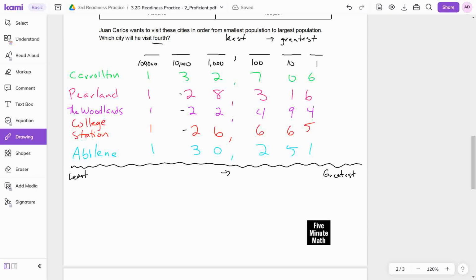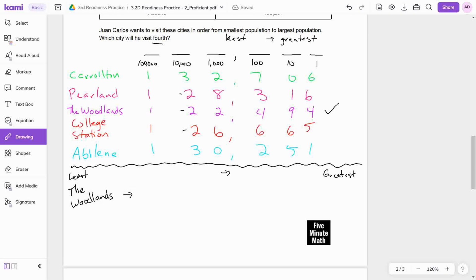So right now I'm kind of ignoring Carrollton, ignoring Abilene. I'm looking at my 2s, but now my 2s are all the same. So now I need to go to the next place value. So I'm going to live between the Pearland, the Woodlands, and College Station. And if we look at the thousands place, we see that the Woodlands is the smallest. It's got a 2 in the thousands place. So that is our smallest city. So I'm going to write the Woodlands and put a little check mark so we don't look at that one anymore.